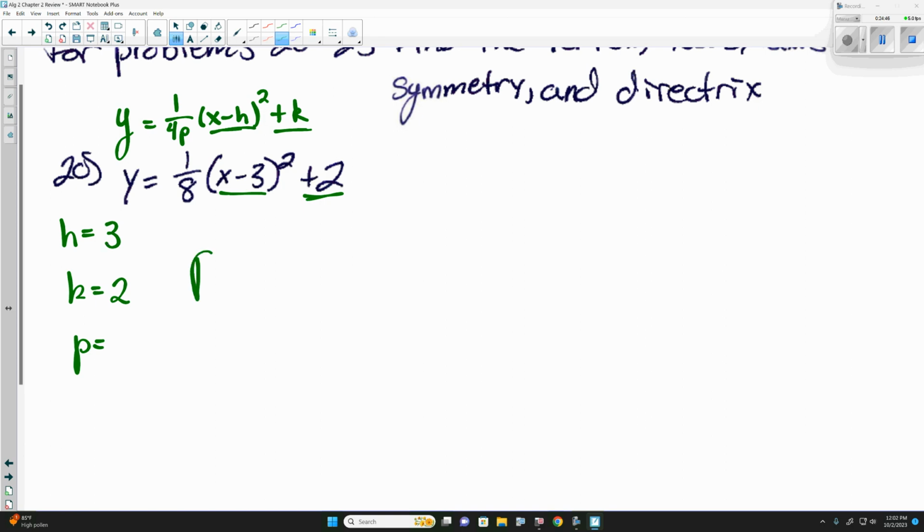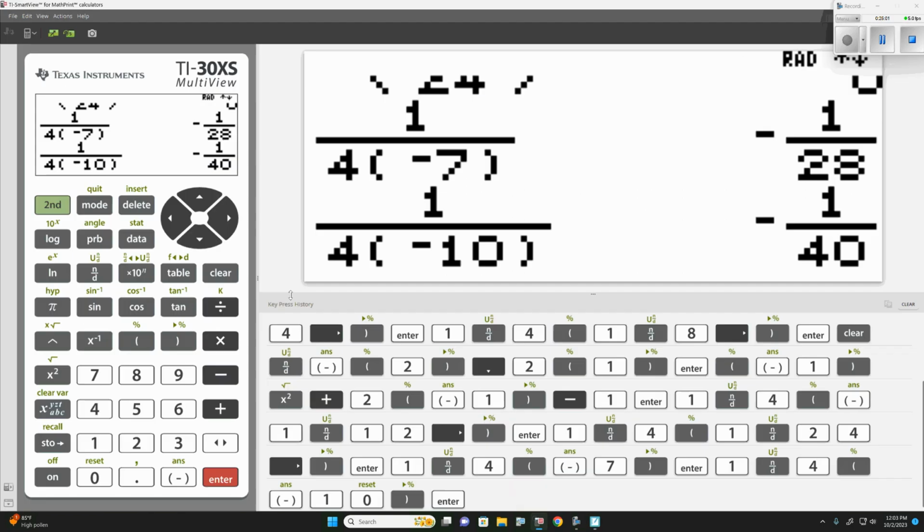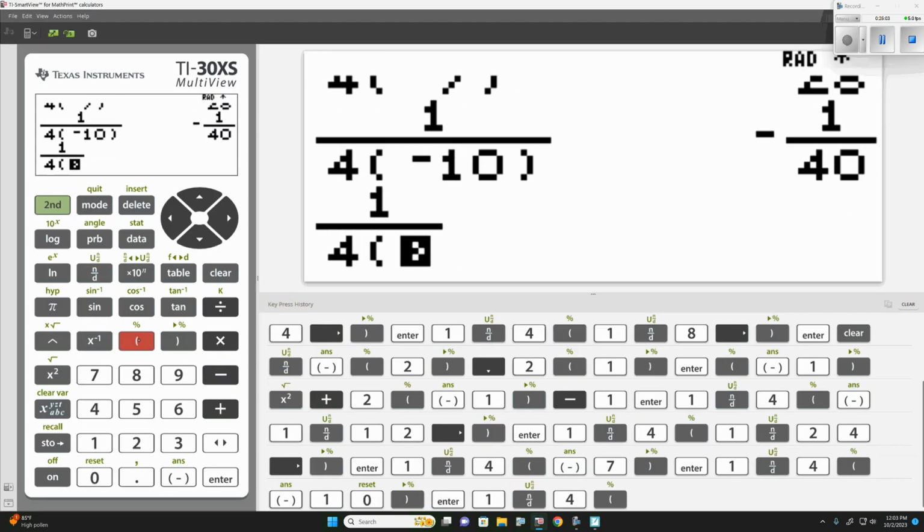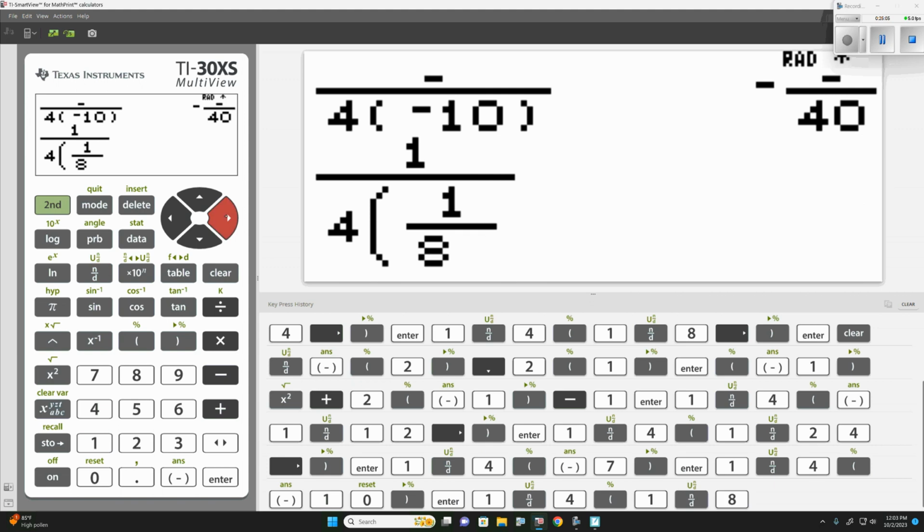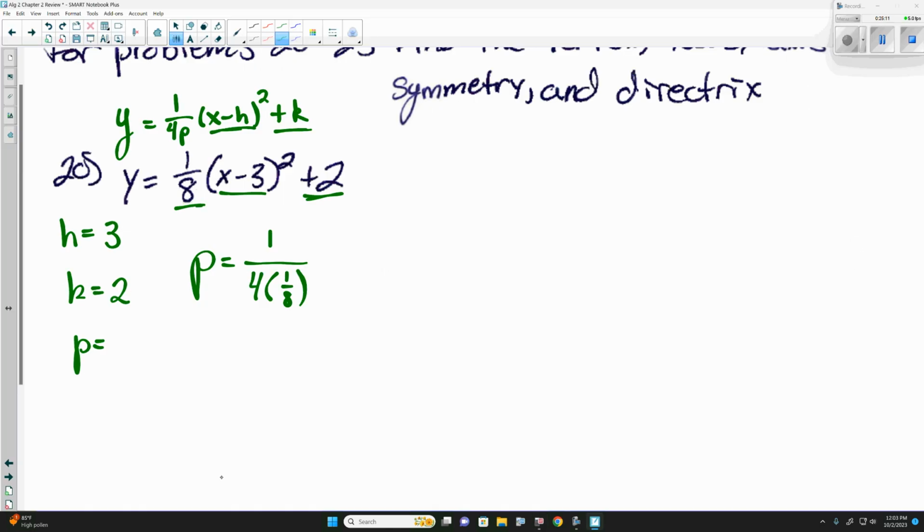And lastly, the value of p. P is equal to 1 over 4 times whatever the amount is in front of the term being squared. So in this case, it would be 1/8. 1 over 4 times 1/8 is 2. So the value P in this case is 2.